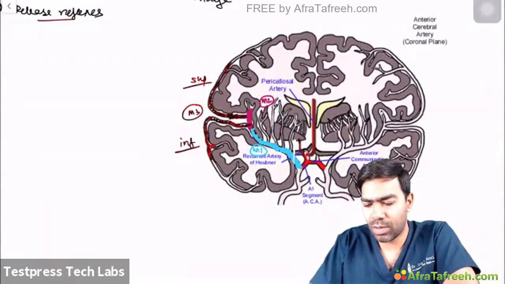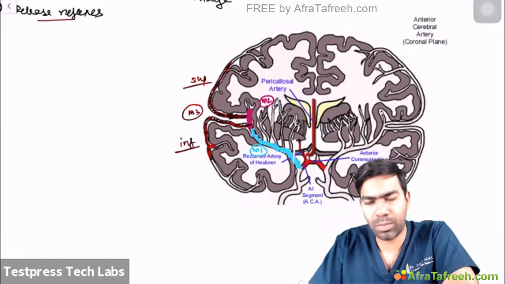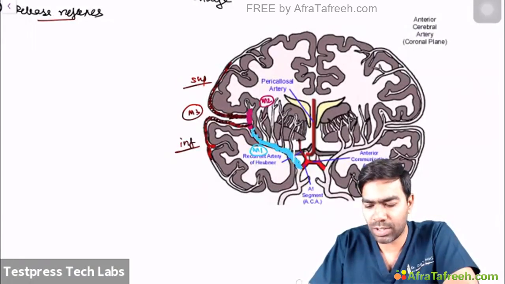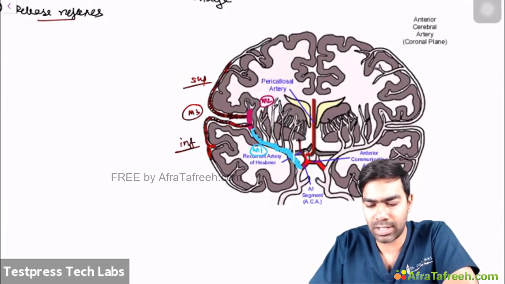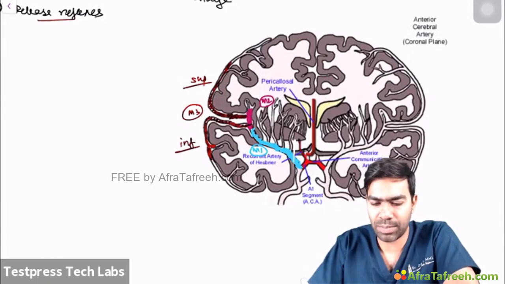So now you know what you mean by the M1 segment. It's the proximal MCA, which gives rise to the M2 segment, which is the Sylvian segment. From the Sylvian segment, you get the M3 segment, that is the two cortical branches: the superior division and the inferior division of the MCA.